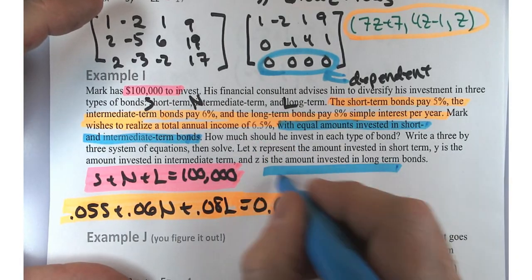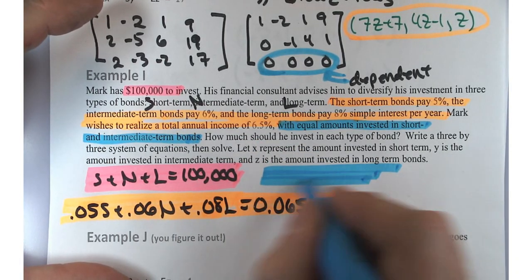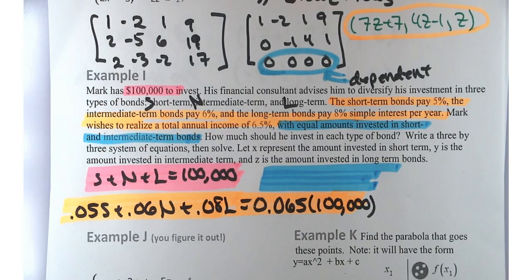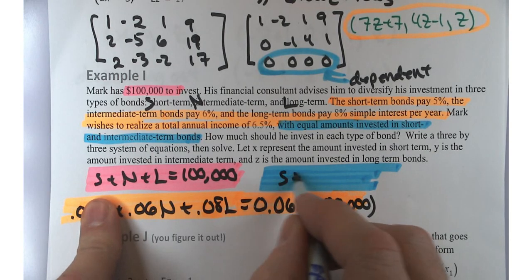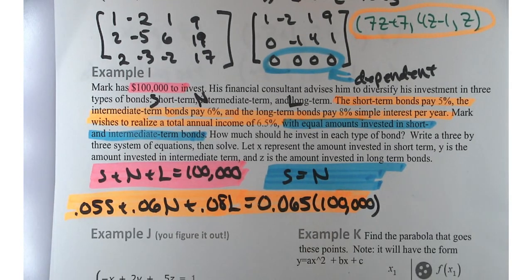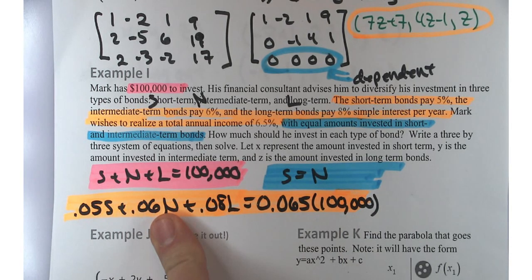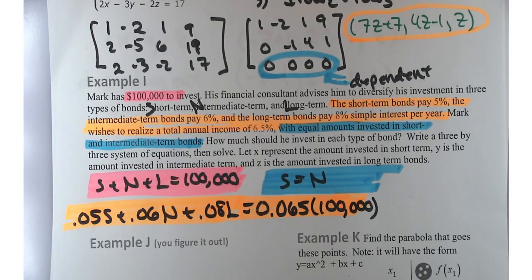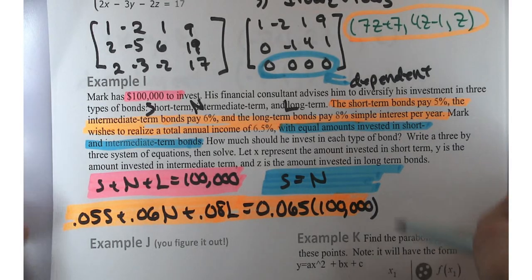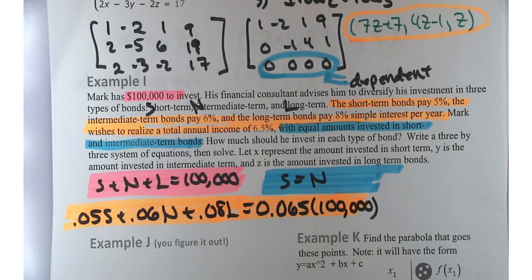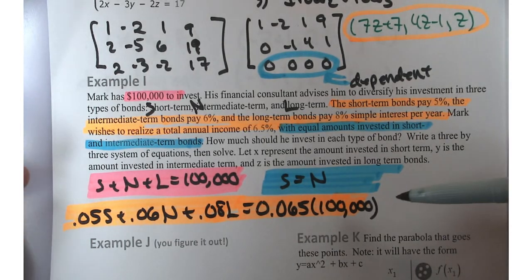Can anyone tell me the equation that represents? Yeah. Short term equals intermediate term. So there's your 3 equations. Now you clean that up. If you wanted to, you multiply this times this, you get 6,500. And then you can multiply the whole equation by 100 to clear up the decimals, etc. But there's your system of equations right there. So if you're stuck solving one like this in the homework, which I think you might, that's what you would probably want to do.